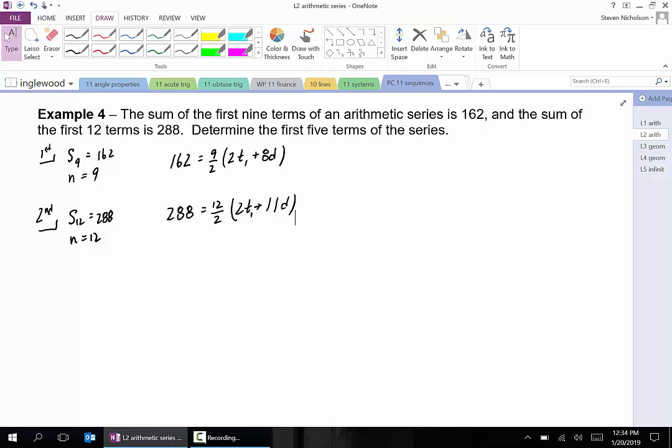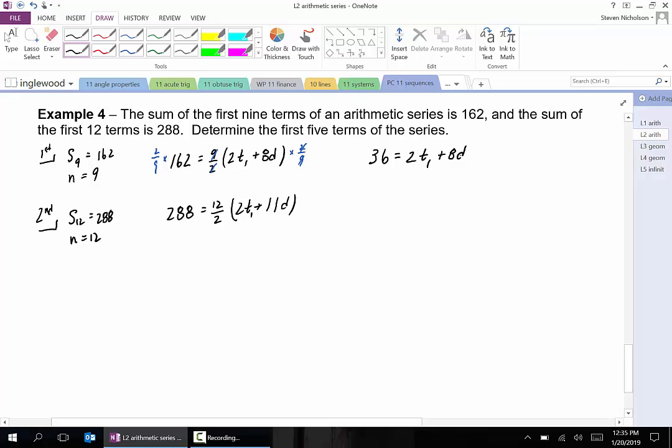And when we look at these 2 things, I'm going to simplify this. Because this doesn't look very nice, I'm going to divide by 4.5, or I'm going to multiply by this, so I'm going to get rid of the 2 over 9. This 2 cancels this 2, this 9 cancels this 9, and then I have 2 over 9 times 162. And when you do that, you get 36 is equal to 2T1 plus 8D.